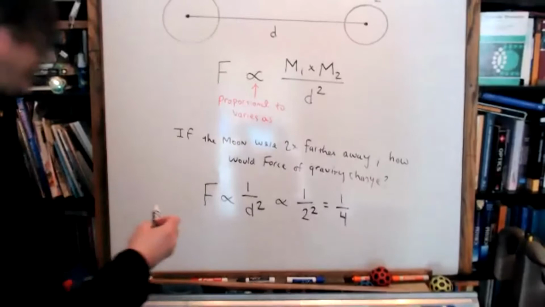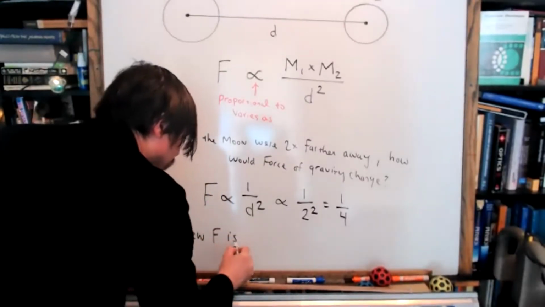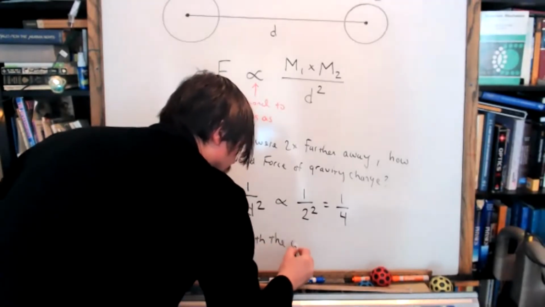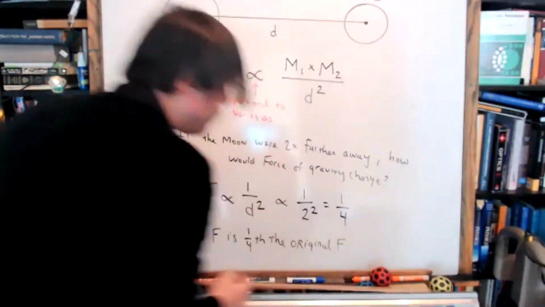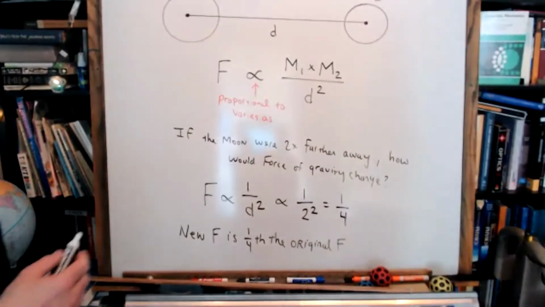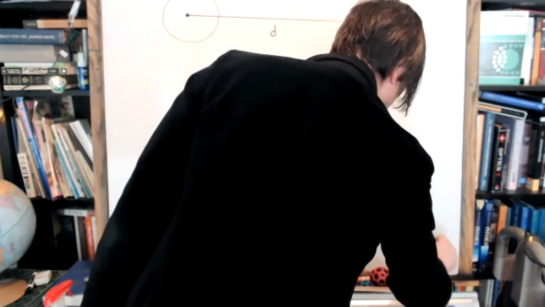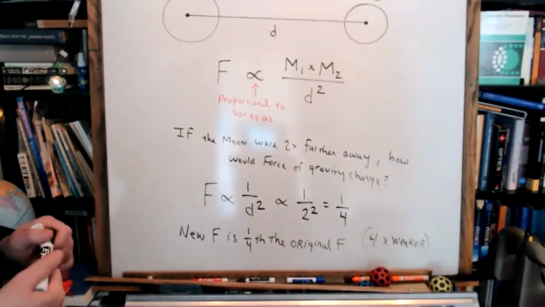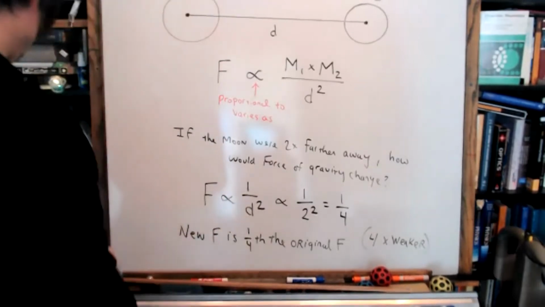And thus, I have learned that the new force is 1/4 the original force. And another way to write that, of course, would be 4 times weaker. That's what that means. The force of gravity would be 4 times weaker if I moved the moon to twice its current distance.